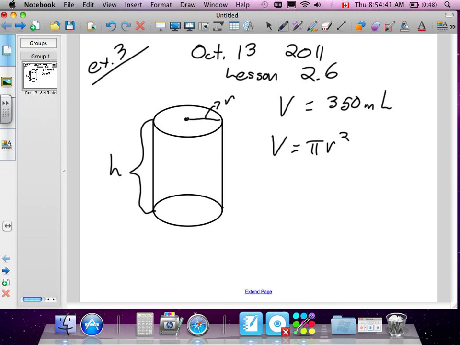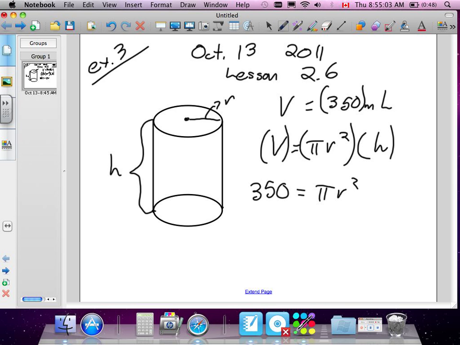So, the volume of this object is area, which is pi r squared, times the height, times h, okay? Now, since we know that the volume of this object is 350, we can substitute that in for the V. So our next part of the formula is 350 is equal to pi r squared times h. Now, this is very similar to our other question we did. We're going to have to use trial and error to figure out which radius will give us a minimum surface area. So we're going to rearrange this equation to be equal to just h.